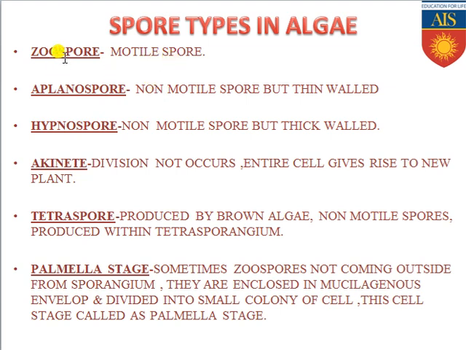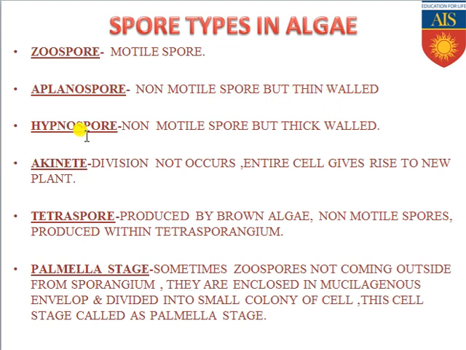First of all, there is a type of spore known as zoospore. These are motile spores because they contain flagella. Due to the presence of flagella, they are known as motile spores. The next type of spore is the aplanospore. Keep it in your mind, these are non-motile spores because they do not have flagella. They can also be called non-flagellated spores, and they are thin-walled.